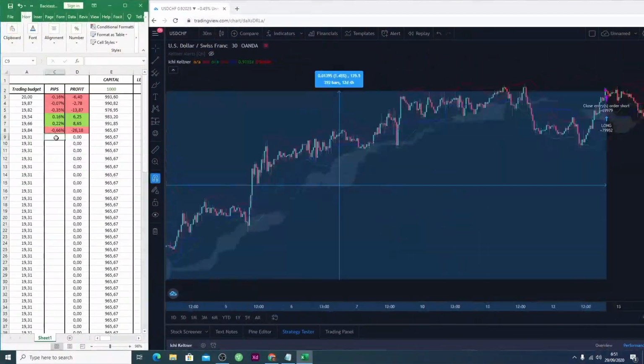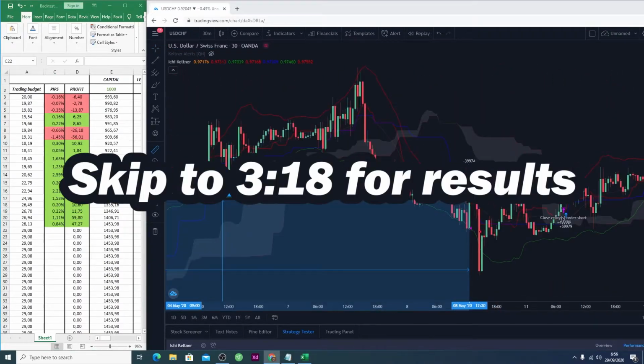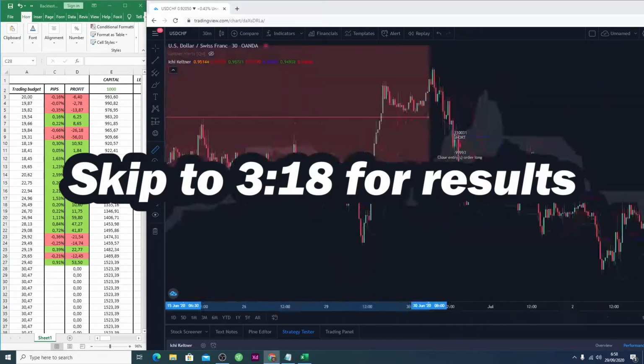So this is what 30 minutes of backtesting looks like in 30 seconds. You can skip to the timestamp shown on the screen to see the results.